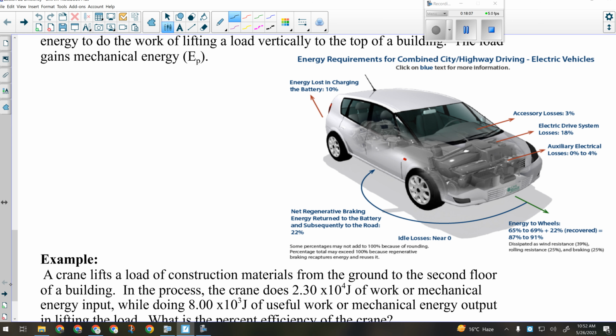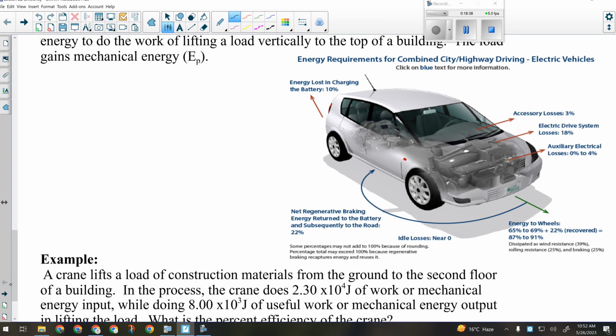Okay? So if we're looking at energy lost in charging the battery, 10%. I can tell you definitely when you're charging the battery, you're losing some energy. Okay? Mine makes this weird noise because there's a pump that circulates coolant around the battery because the battery gets hot while it's charging. Okay? Accessory losses. Accessories are accessories. That's your stereo, your touch screen, all of that stuff. Okay? Electric drive system losses, 18%. So we're still losing some. It's not perfect. Okay?